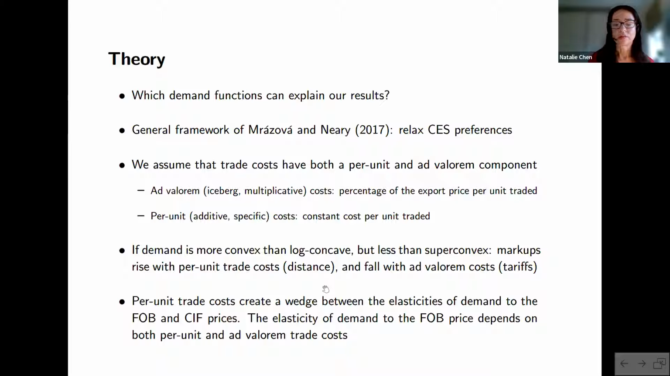The reason why we get this result is because once we introduce per unit trade cost in the model, this creates a wedge between the elasticities of demand to the FOB and CIF prices, or to the export and import prices. And once we introduce the per unit trade cost, the elasticity of demand to the FOB price depends on both per unit and ad valorem trade costs. So given that the elasticity of demand is going to vary with the two types of trade costs, this is going to lead to a variation in markups, and markups will respond to changes in per unit and ad valorem trade costs.